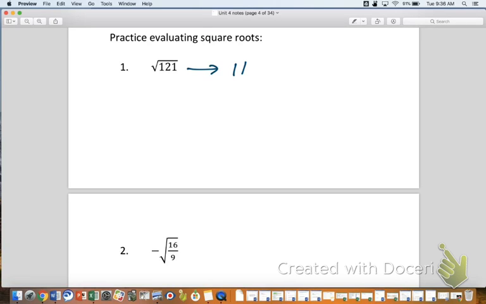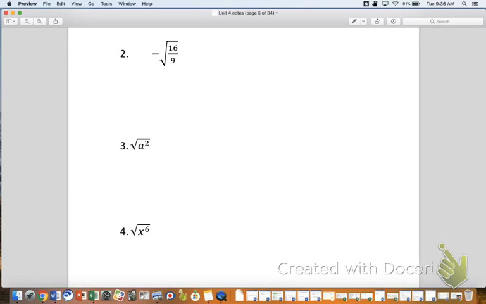Okay then, number 2 is a little bit different. Obviously there's a fraction there, but you guys see the negative out front? That means that our answer in the end is going to be negative. We just have to ask ourselves, what positive number times itself is 16 ninths?